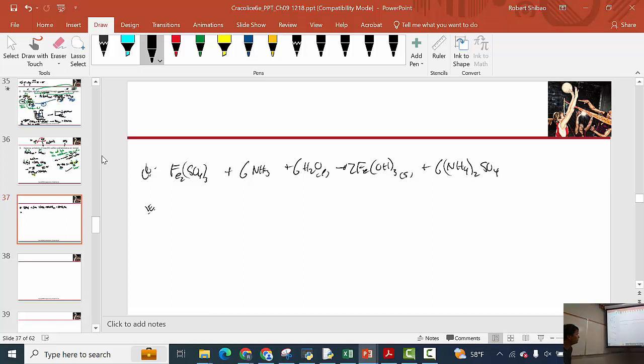What does it ionize into? Iron 2 plus? Or iron 3 plus? Oh, it's iron 3 plus. How many do we need? 2 of these. So we get 2 iron 3 plus, plus sulfate. How many sulfates? 3.